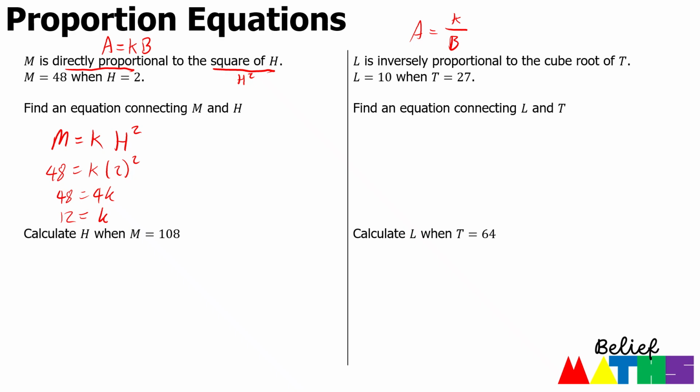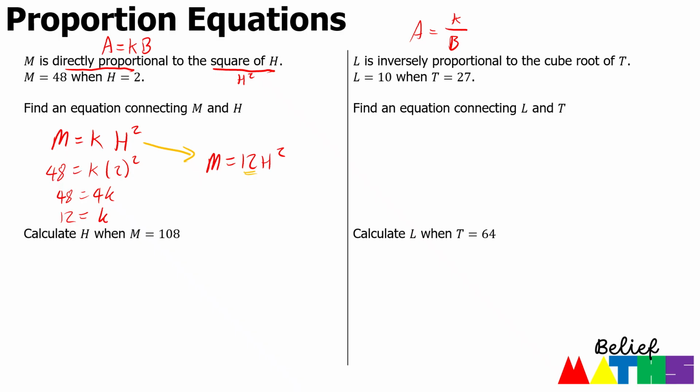So our equation then is M equals 12H squared. I've just taken this original equation that I had, and I've subbed in my K. So this has moved to here, and I've just subbed in my 12. Then the follow-up question is often calculate one of the numbers when you're given the other one.